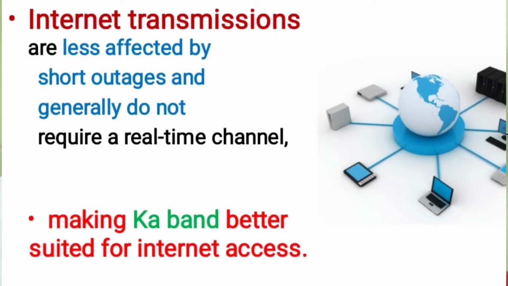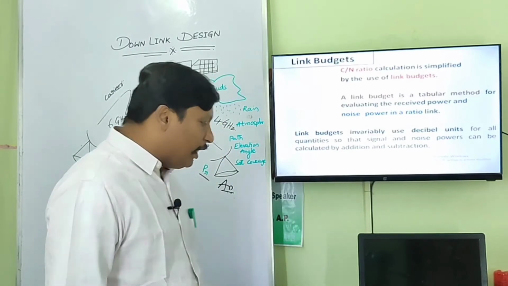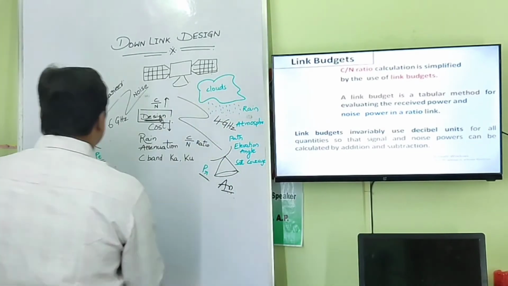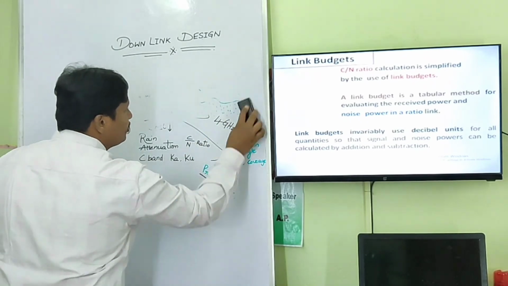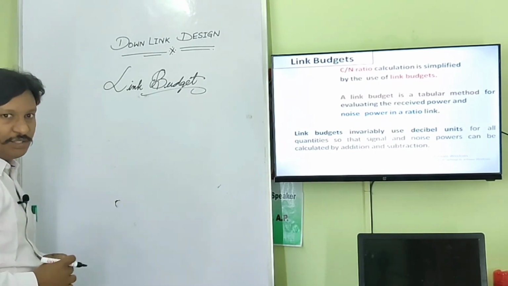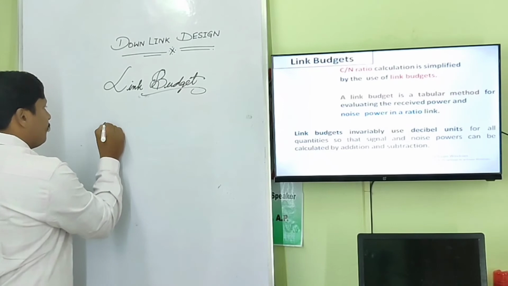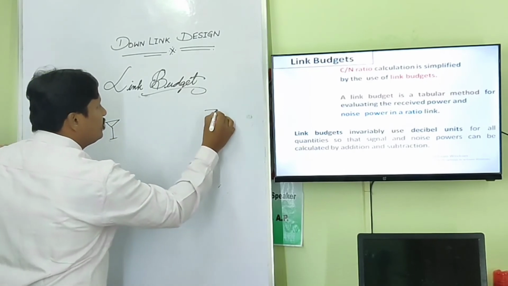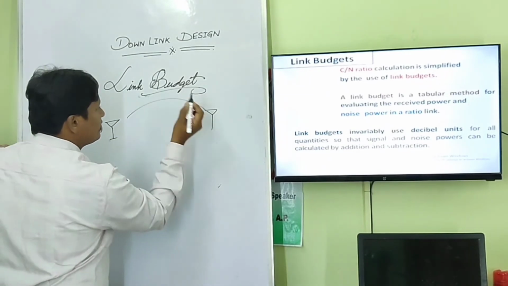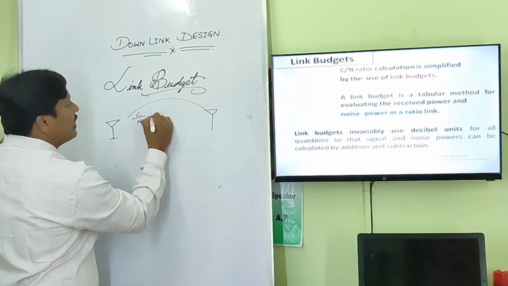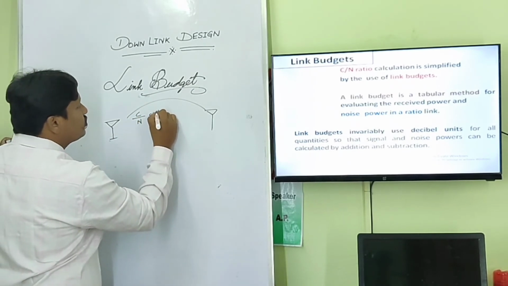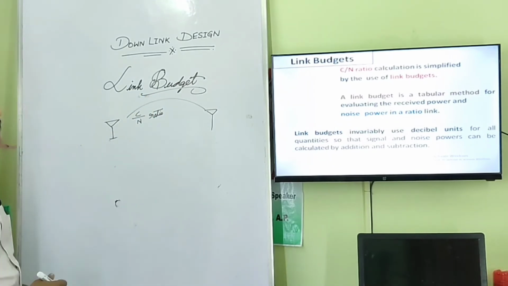Now, the important parameter is that we have to design the downlink for a particular satellite link budget. So from transmitter to receiver, when a signal is reaching, the carrier to noise ratio is an important factor that is to be estimated or calculated.